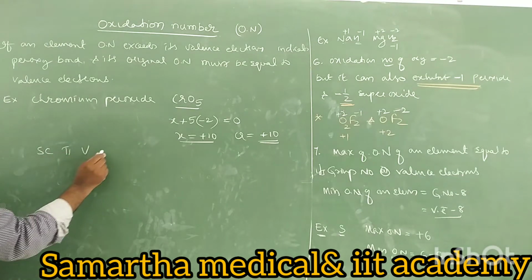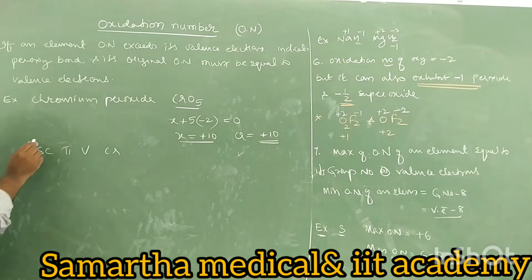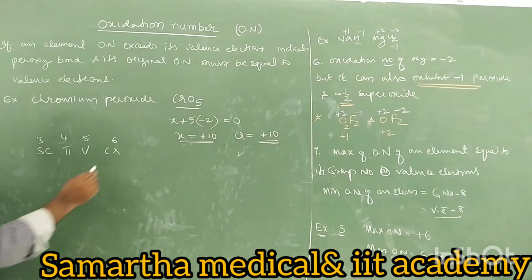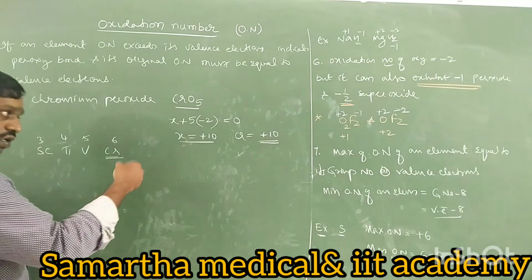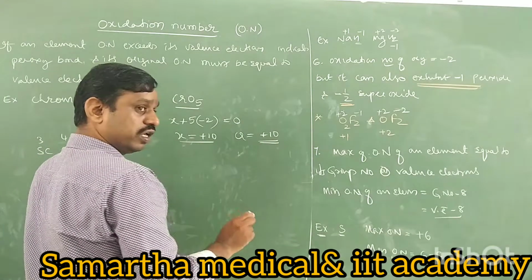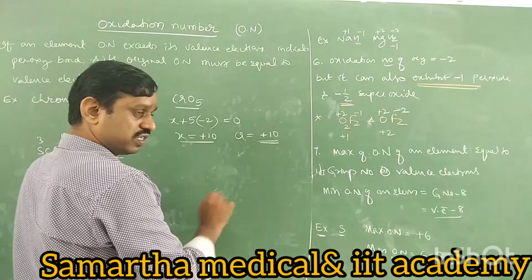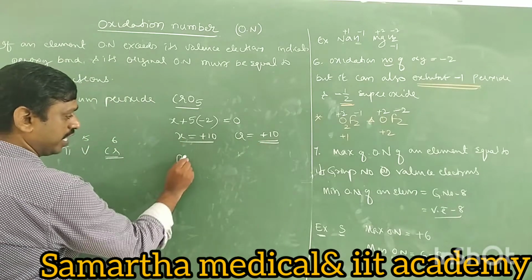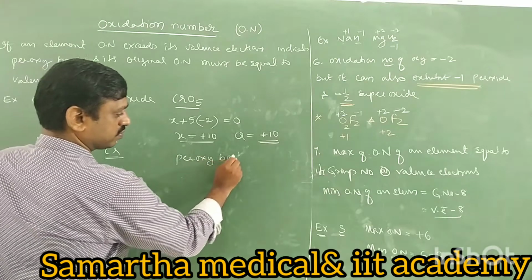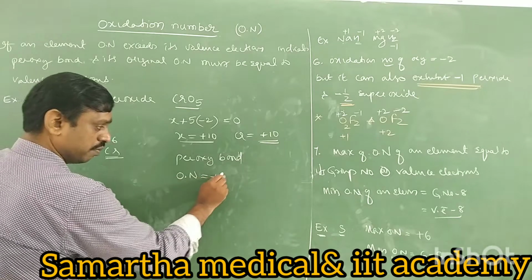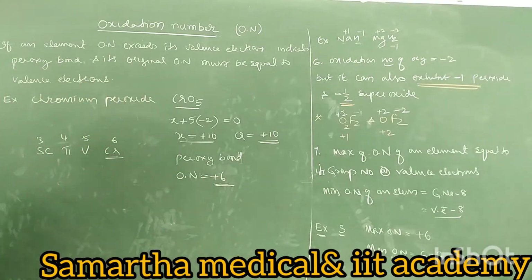Chromium belongs to the 6th group. Scandium, titanium, vanadium, chromium. Scandium is the 3rd group, then 4th, 5th, 6th. So chromium belongs to the 6th group. It must have oxidation number plus 6 only. Plus 10 is not possible. But we are getting plus 10. This indicates that it has a peroxy bond. And what is its original oxidation number? Plus 6 only. That is the meaning.